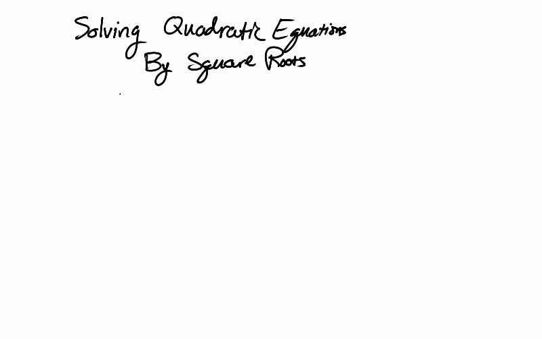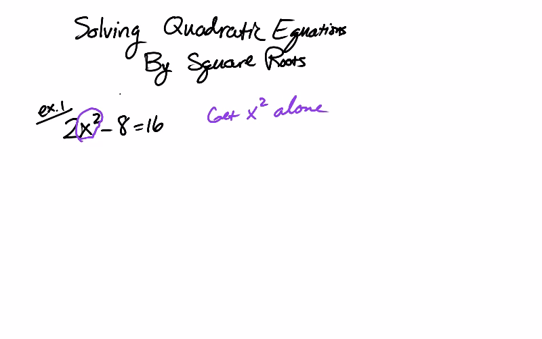So the first example will be example 1, and we'll do 2x squared minus 8 equals 16. The reason this one can be solved by square roots nicely is because all you have is an x squared in the problem. And so what you want to do is get the x squared alone. So you would add 8. So it's 2x squared equals 24. And then divide both sides by 2. And you'd have x squared equals 12.